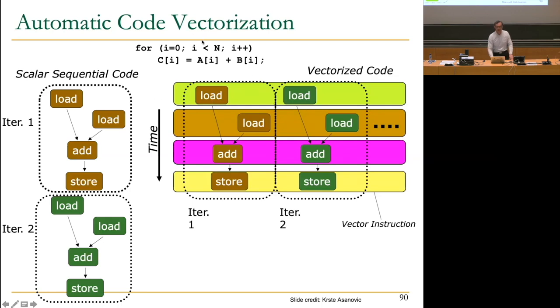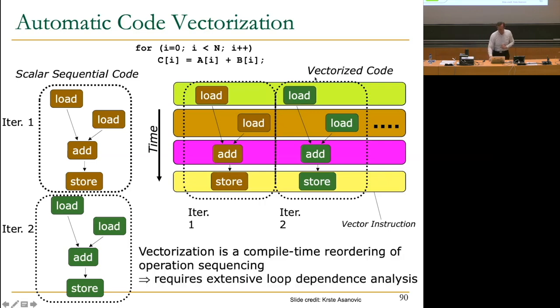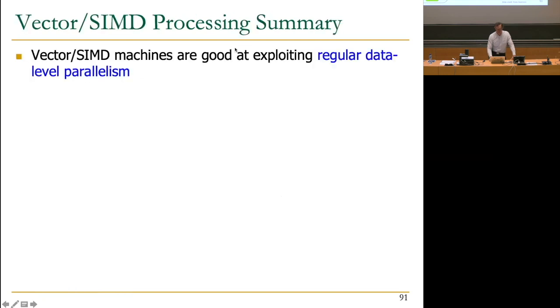This is scalar code, but you can take scalar code, do the dependency analysis, and put the loads together and vectorize them. So this is a vector load. This is another vector load, a vector add, a vector store. You're really fusing iterations when you think scalar. When you think vector, you don't even start with scalar, of course, right? That's the idea. So vectorization is really a compile time reordering of this operation sequencing, but this requires extensive loop dependence analysis to make sure that different iterations are independent of each other.